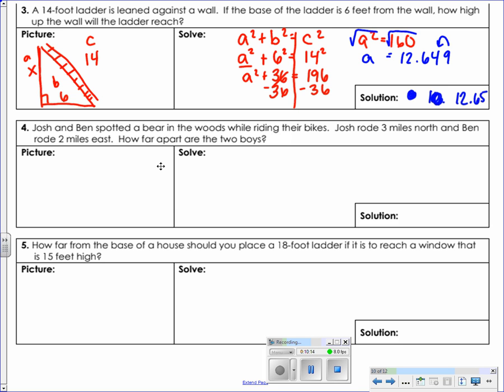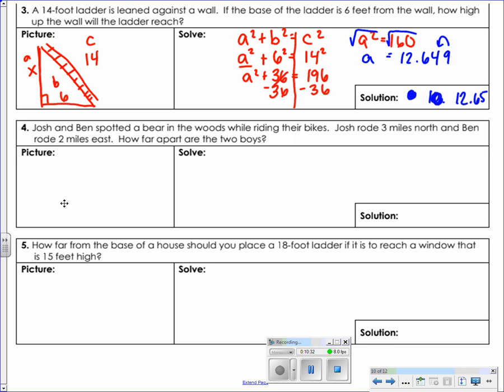All right. This is the last one that I'm going to go over. Actually, I lied. I'm going to go over one more after this. Okay, so Josh and Ben spotted a bear in the woods while riding their bikes. Josh rode 3 miles north and Ben rode 2 miles east. How far apart are the two boys?